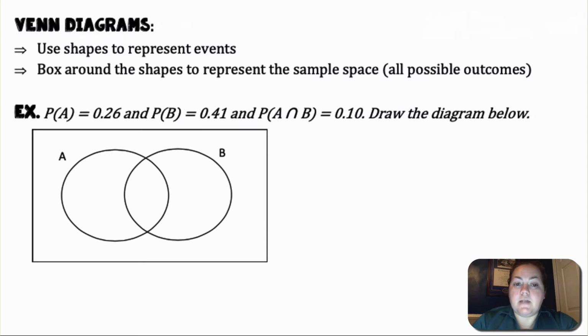Use shapes to represent events. The box around the shape represents the sample space, so everything has to be within that box. All right, the probability of A is 0.26, the probability of B is 0.41, the probability of A and B is 0.1. Draw the diagram.